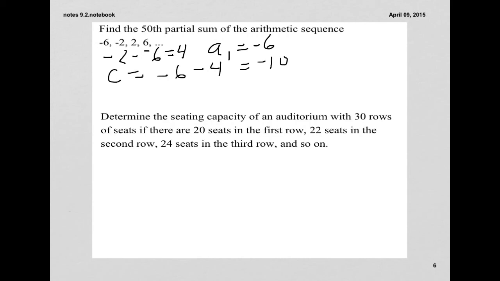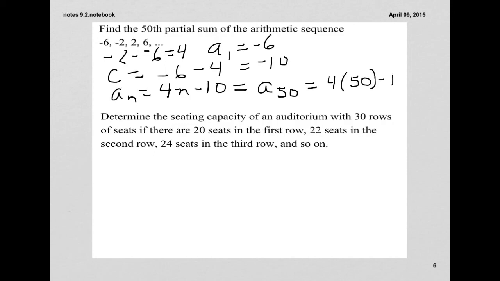Now we're ready to plug into our formula. a sub n equals 4n minus 10. And we're looking for a sub 50, because we're looking for the 50th partial sum, so a sub 50 is equal to 4 times 50 minus 10, which equals 190.